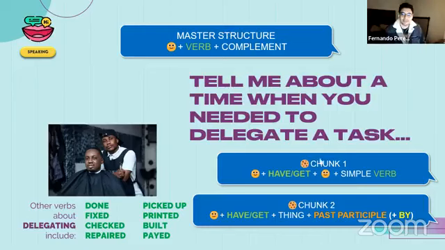You are confusing chunk number 1 with chunk number 2. Printed is a past participle. If you are going to mention your brother, you need the verb in simple form. But if you're going to mention the form, you need the verb in past participle. This is for the brother, this is for the form. Let's try the first one.